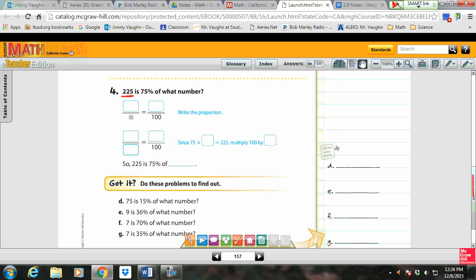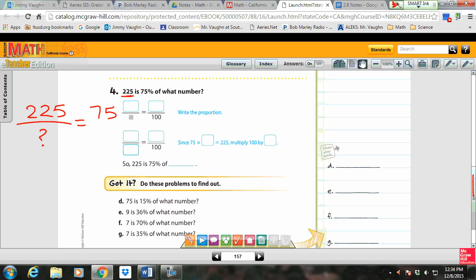Let's take all the sixth graders in the school. 75% of them got C's or better on their report card. Okay, so how many kids are there all together? So 225 is the part of the kids that got C's or better out of some number that we don't know yet. That's what we're trying to figure out. Later on in the year, that'll be called a variable, a number that we don't know what it is.